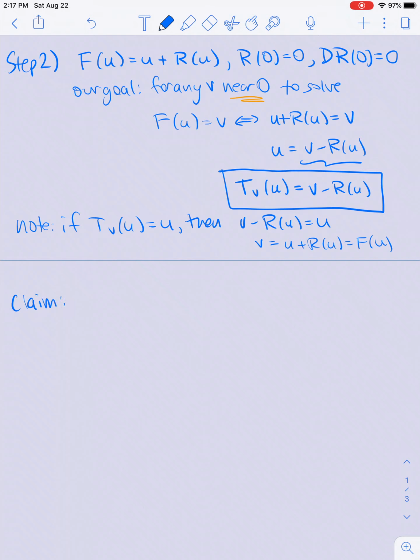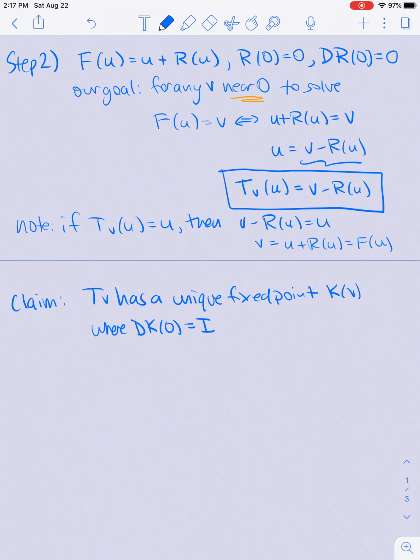So the claim that we're going to prove, and then that will prove the theorem, is tv has a unique fixed point. So now, because it exists and is unique, it depends on v. So I'm going to call it k of v. This is now a function from v to the fixed point of tv, where dk at 0 is the identity, which is equivalent to saying that k of v is equal to v plus little r of v, where r of v is some function that is little o of the absolute value of v.